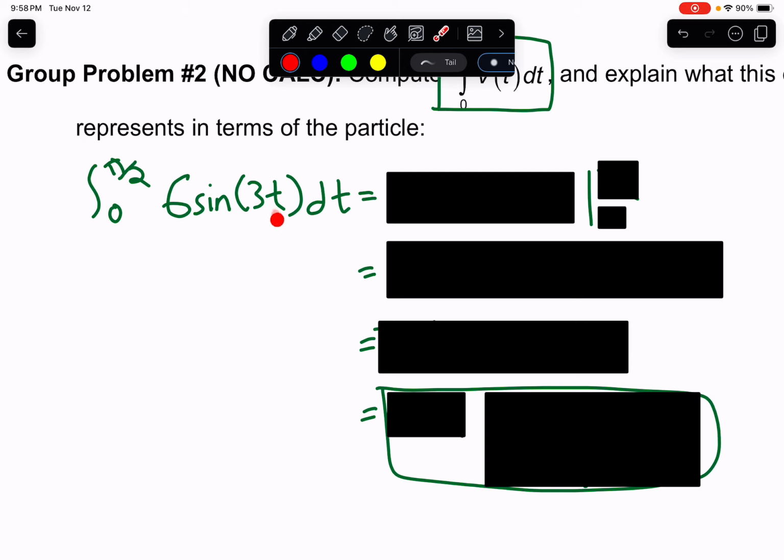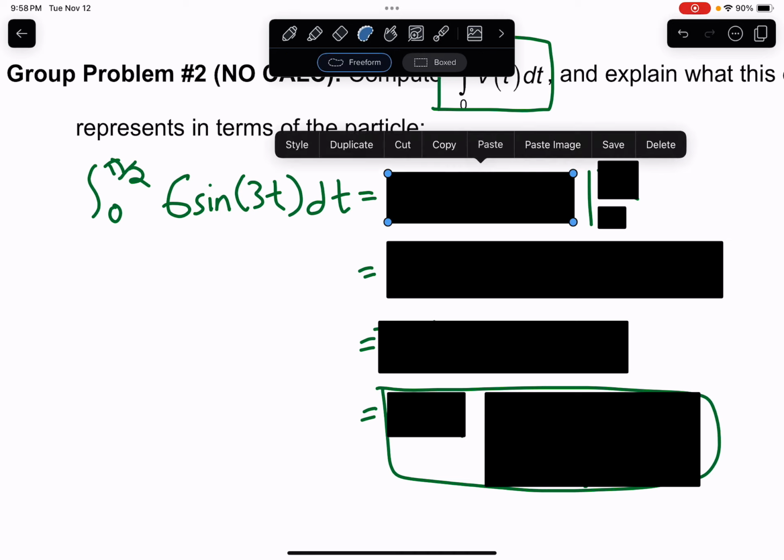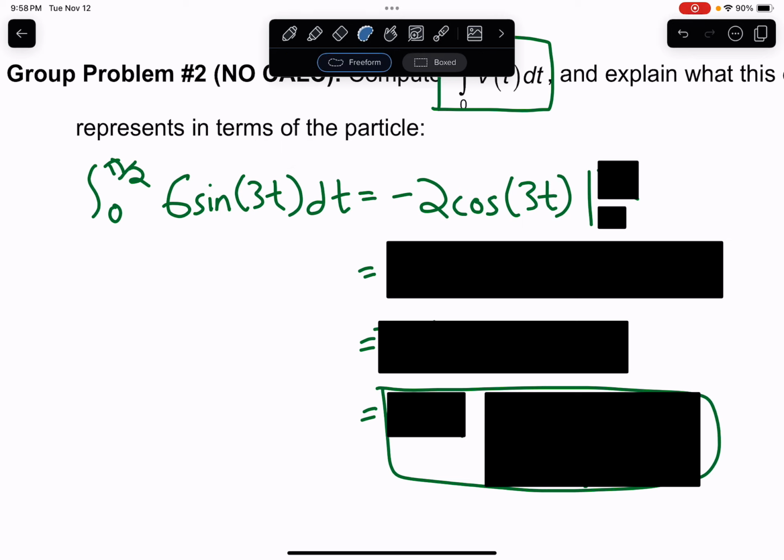I'm going to divide my antiderivative by 3. The antiderivative of sine is going to be negative cosine. 6 divided by 3, I get 2, and so I get negative 2 cosine of 3t. Remember that we have to plug our bounds into this because we're doing the fundamental theorem here, pi over 2 and 0.